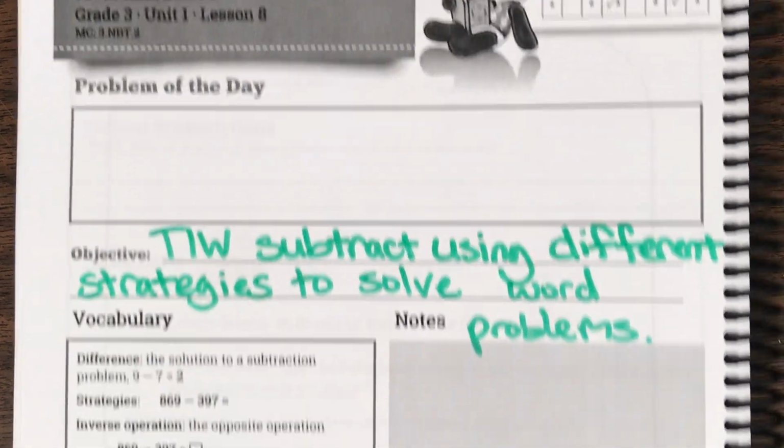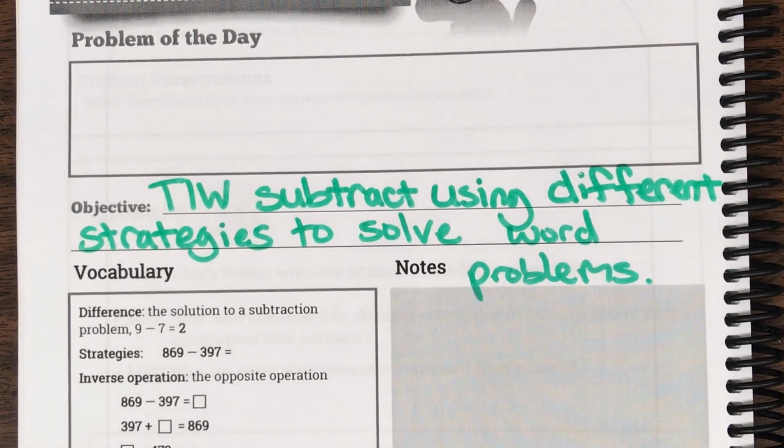Okay, so it's our same objective that we've been having. So today we're going to subtract using different strategies. We're going to be using the inverse operation to help us. We're going to think about that number bond strategy and the tape-like diagram. So mainly we're focusing on the whole and the two parts.